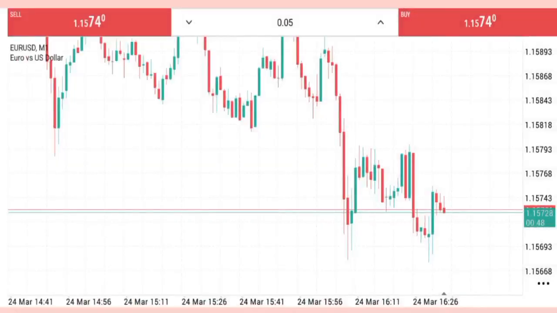Now look at a normal spread. If you notice in this pair, this Euro USD, Euro against the US dollar, you can see that the bid price and the ask price are almost overlapping. Look at the sell price. It's selling at 1.15740. This is a live market, by the way. And look at the buy price. It's selling at 1.15740. So the buy price and the sell price are the same. There's no spread. It's zero spread.